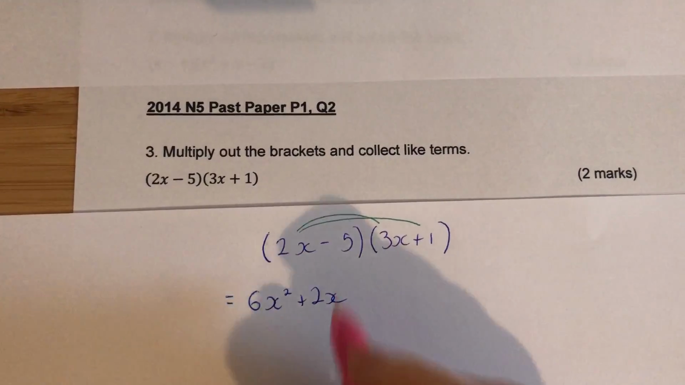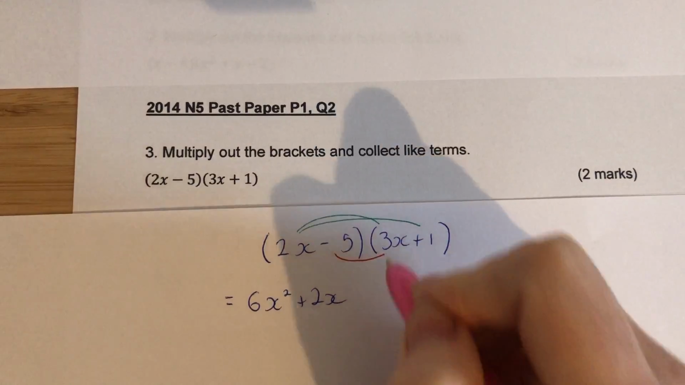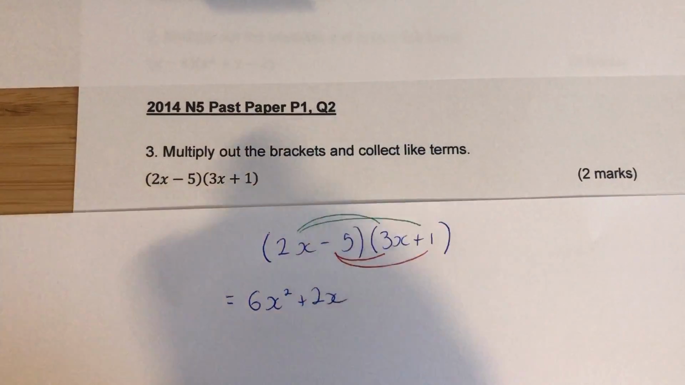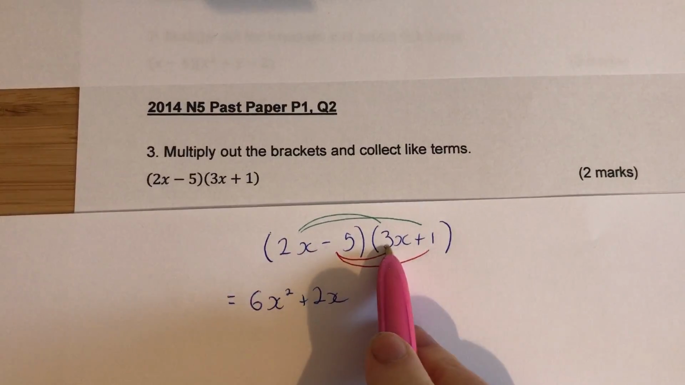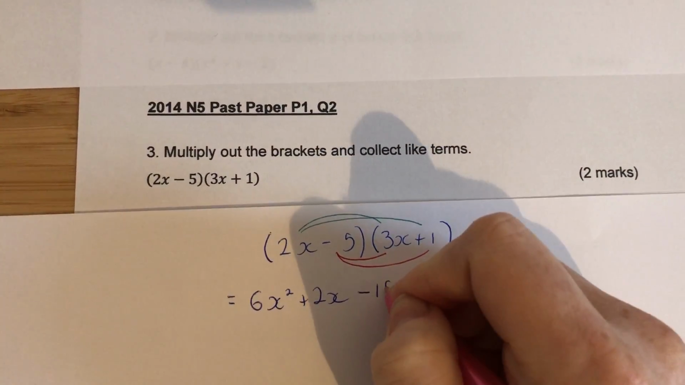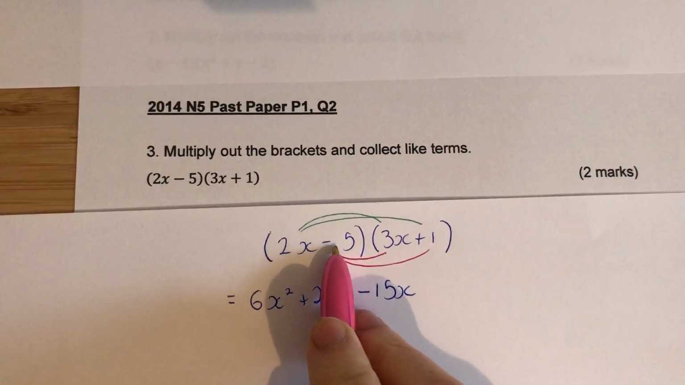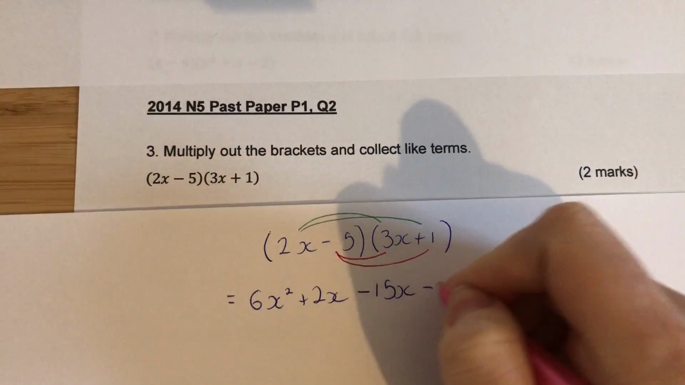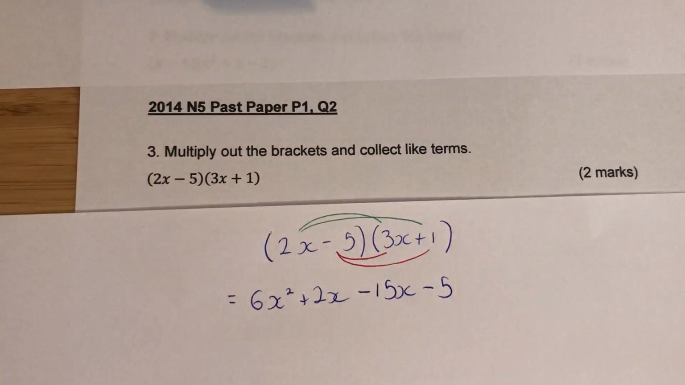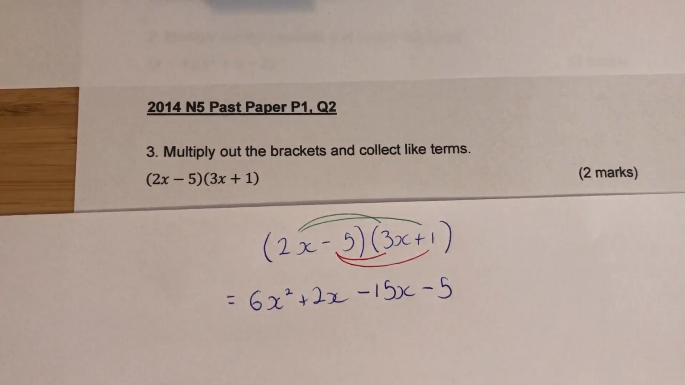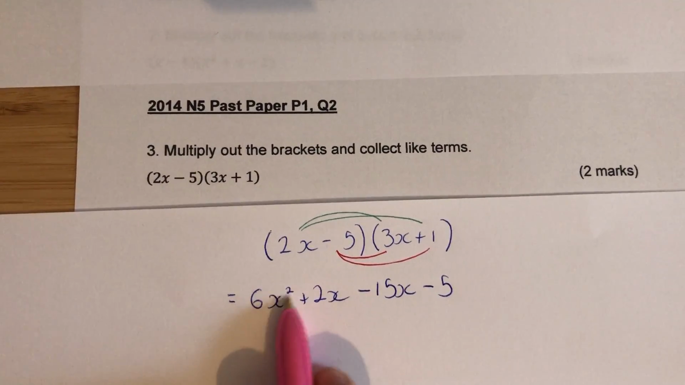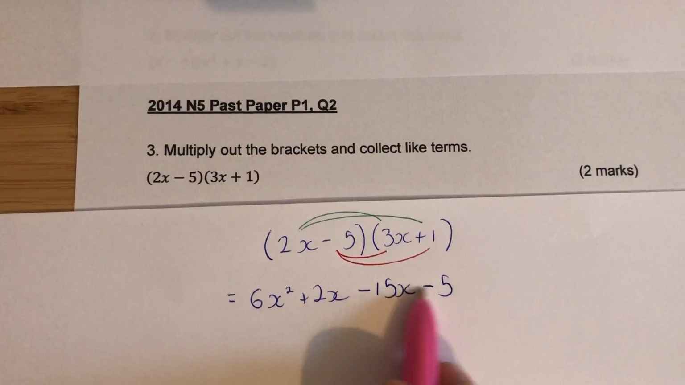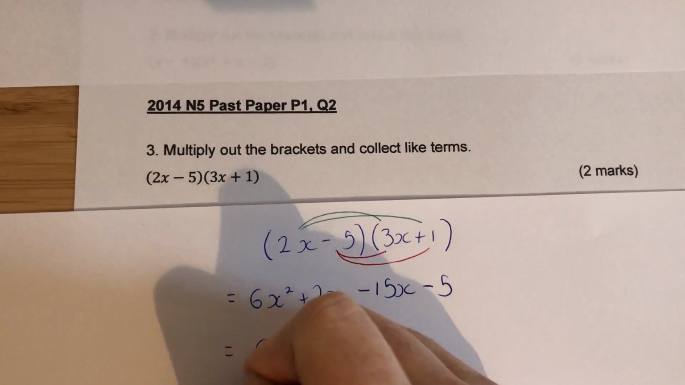I'm now going to take the minus 5 here and multiply that by each thing in that bracket. So start with the minus 5 multiplied by the 3x. We've got minus 15x, and the minus 5 multiplied by the 1 is minus 5. Then you just have to simplify. You've got to collect any terms that are alike. So 6x squared: we're looking for other x squared terms, and in this example there aren't any, so we've got 6x squared.